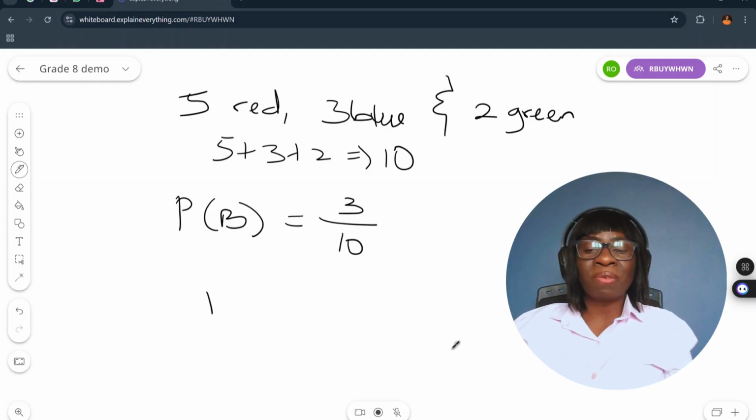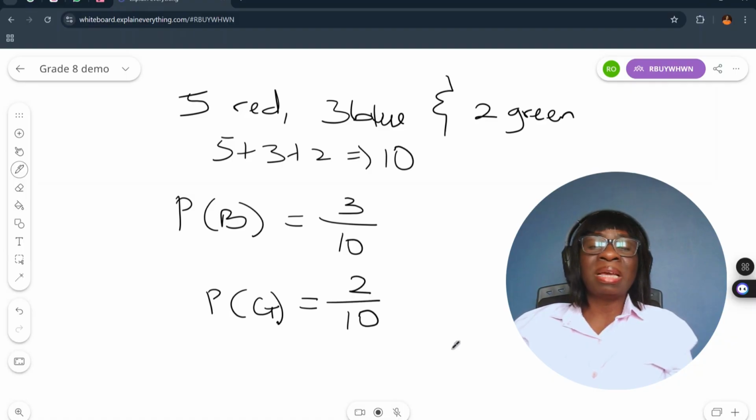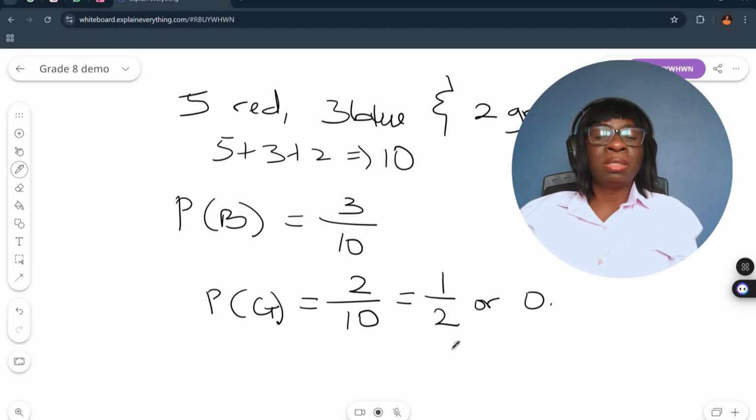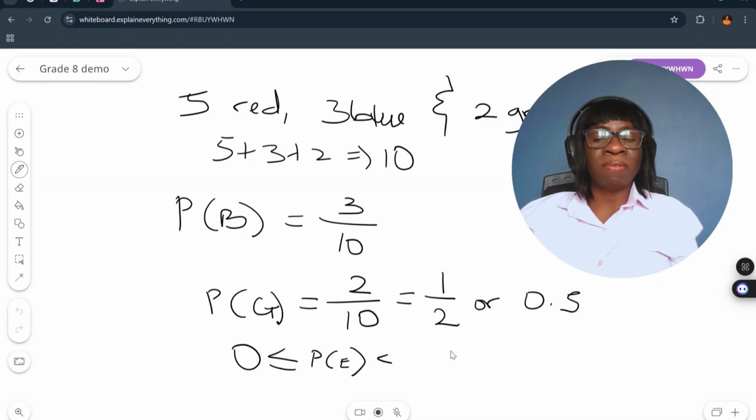While the probability of getting a green sweet, we were not asked that, but I just want to explain. So how many green sweets do we have? 2. And what is the total number of sweets? 10. So the probability of getting a green sweet is 2 over 10. But you will not leave your answer like this. You must simplify it so that the probability of getting a green sweet will be 1 over 2, or you just say 0.5. Your probability must be 0 less than or equal to the probability of the event, and then less than or equal to 1.